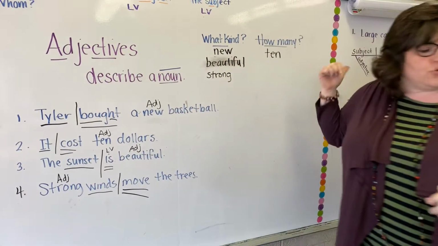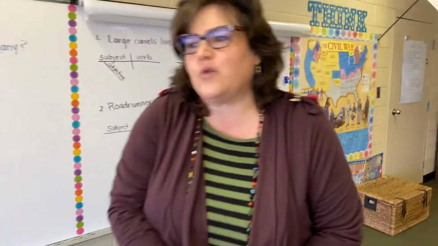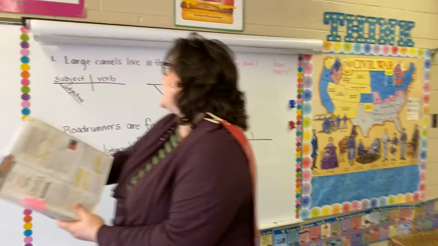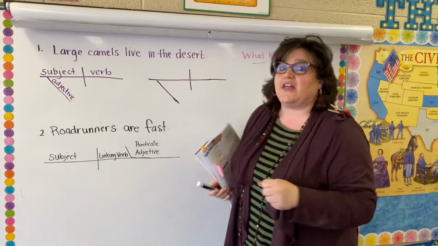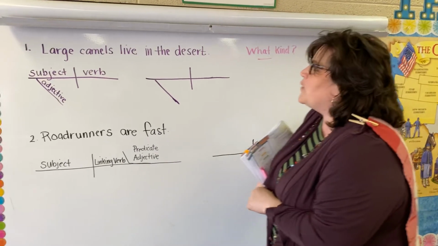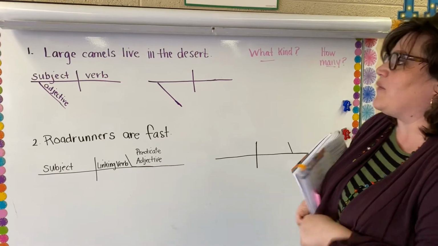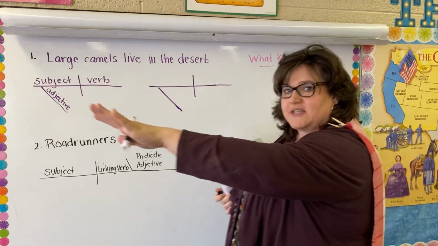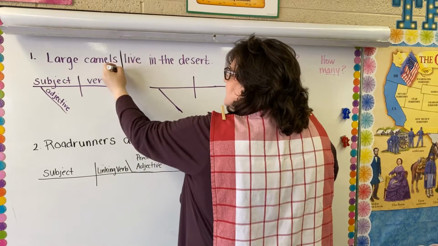Okay, kiddos, as we move over here, I want you to try to work ahead of me. Try to anticipate the questions I'm going to ask and try to challenge yourself if you know this information or not. Sentence 1 says, large camels live in the desert. I want you to split this sentence in half. Where does the subject end and the predicate begin? That happens between camels and live.